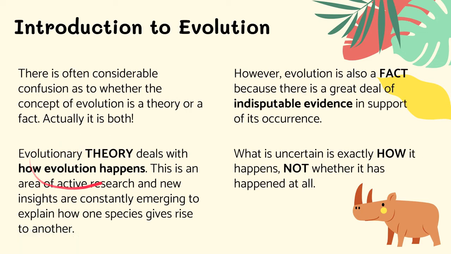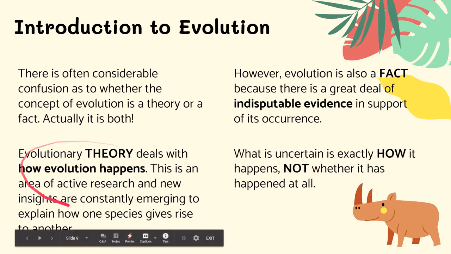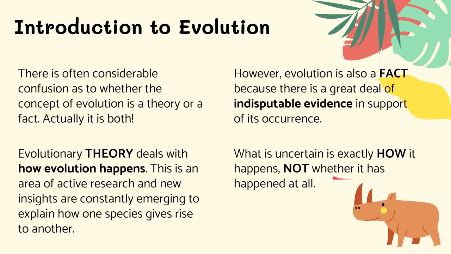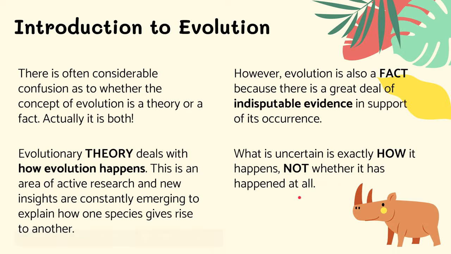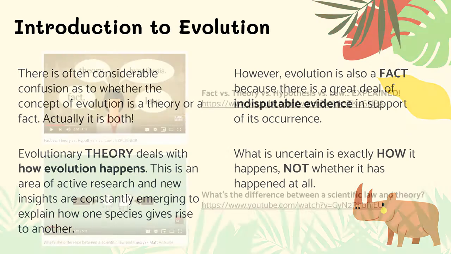We know that it happened. We know a lot. We have a lot of undisputable evidence, but we still want to complete the picture. So what is uncertain is not whether it happened. What's uncertain is how it happened, how evolution happened over time. We are still looking for that, but there's no more uncertainty about whether it happened at all. So there's undisputable evidence that it is a fact, okay? So I want to establish that.